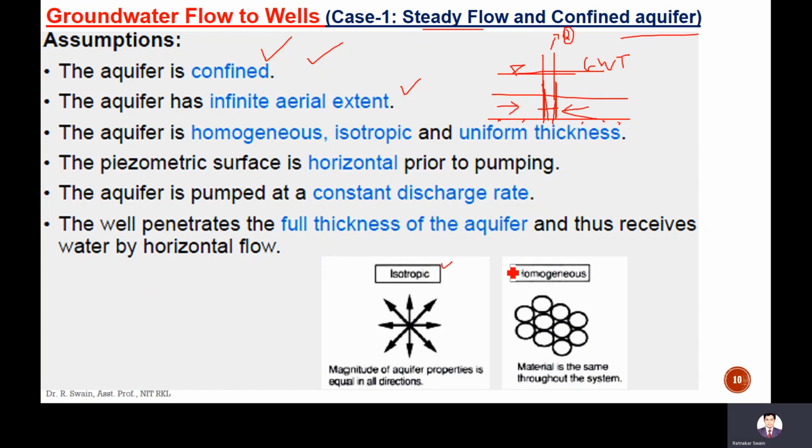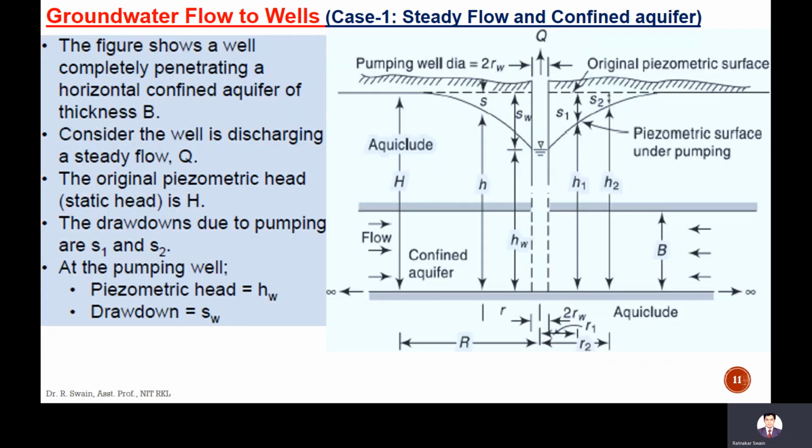Okay, isotropic and homogeneous, that we already discussed: it is the same in all directions. The hydraulic properties in all directions and at all points are the same. Here you can see this is the drawdown curve. This is the well.